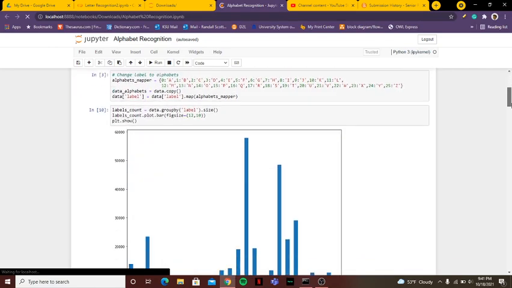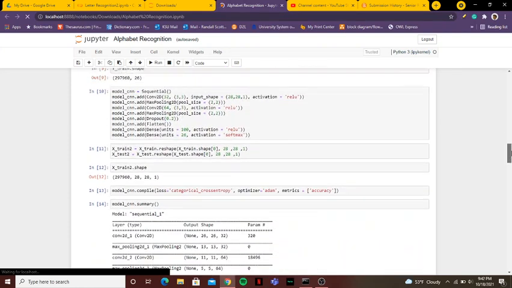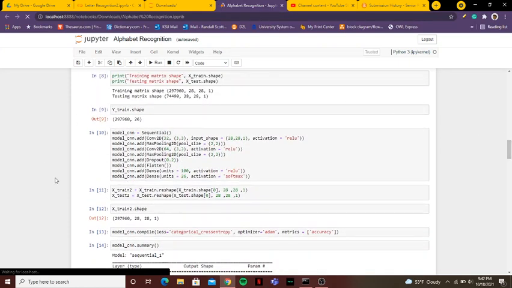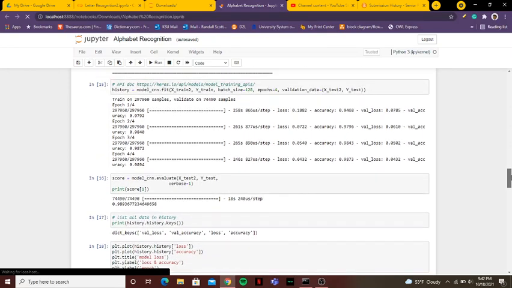Originally, here's what the data set would look like. As you can see, the letters of the alphabet. Then I ran my neural network that had 2 convolutional layers, 2 max pooling layers, a dropout, a flatten, and 2 final layers. After running the network, I tested it with a training accuracy of 98.7% and a validation accuracy of 98.9%, which is pretty good.